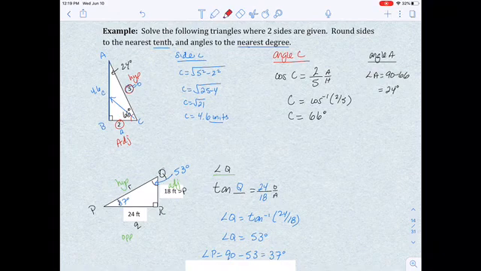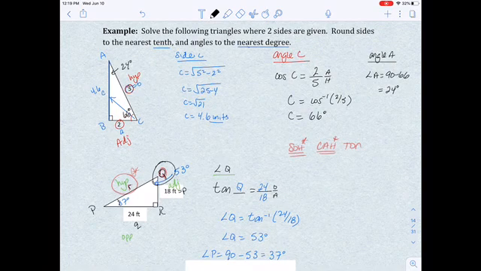If I want to use angle Q and I want to find this side R, I want to use one of my ratios with hypotenuse. So if I think of SOHCAHTOA, I can either use my cosine or my sine ratio because I want to find the hypotenuse. So I need to use one of the hypotenuse ratios. Let's just pick one. Let's go with sine. Doesn't really matter which one, but let's try sine.